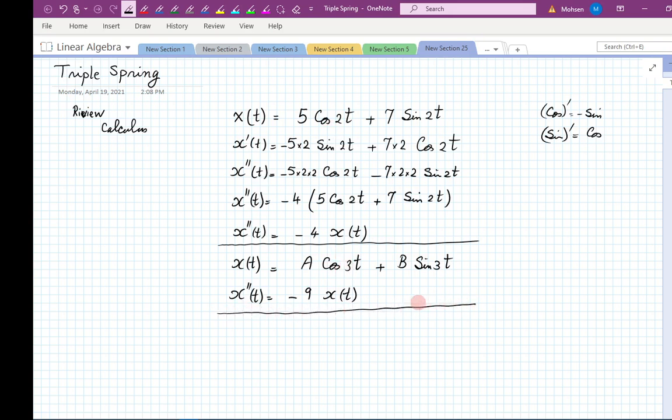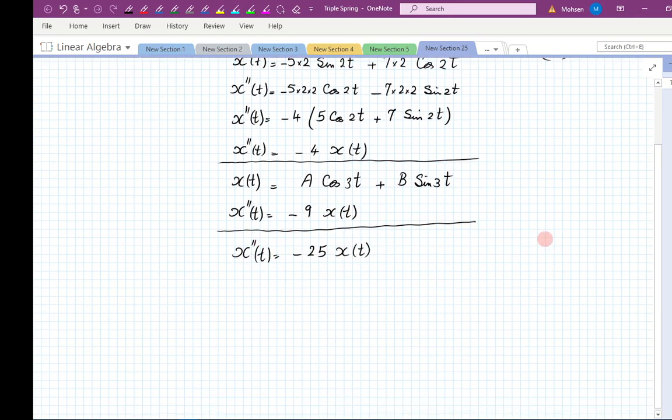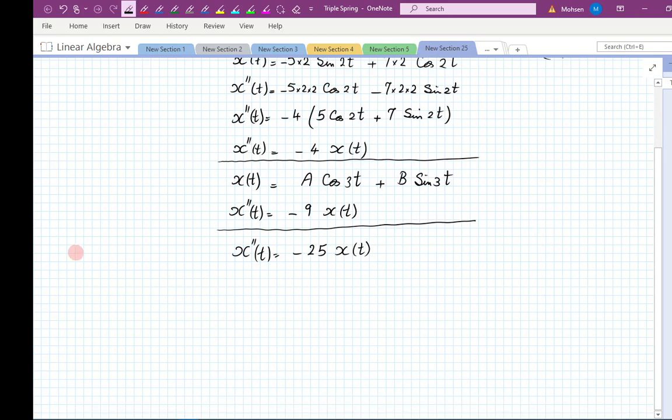Okay, let's do the reverse of this problem. Suppose I had x double prime of t is equal to minus 25 x of t. Okay, so this is something that you see in your differential equation class. Differential equation, you might have taken it or not.